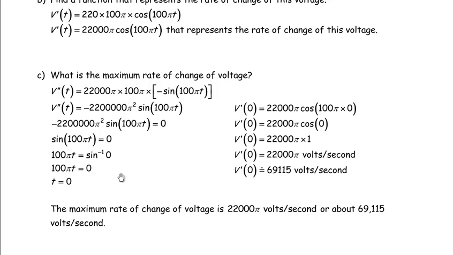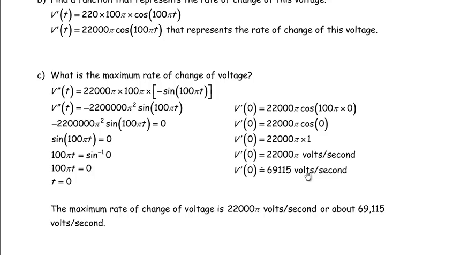So, well, what is that rate of change? I'll go back to my rate of change function, and I'll plug 0 in place of time here and here. So it would be 22,000 pi cos 100 pi times 0. Of course, 100 pi times 0 is 0. Cos of 0 is 1. And so 22,000 pi times 1 would be 22,000 pi volts per second. If you want to change that to a decimal, it's about 69,115 volts per second. So that's the highest value of the rate of change, the fastest the voltage is changing.